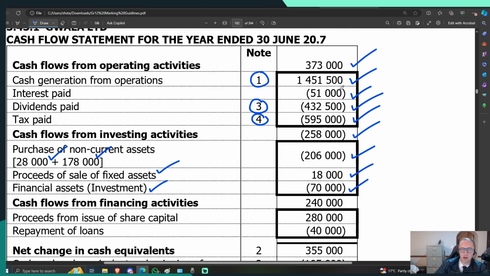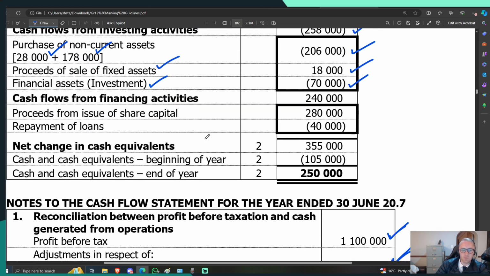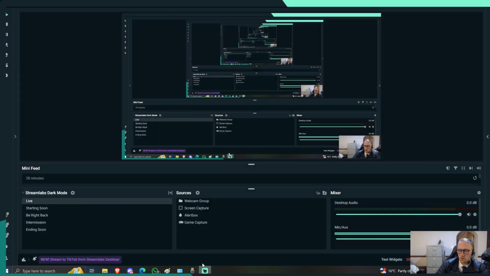So we have operating activities done, investing activities done. Now let's do financing activities. So I just want to check we still have sound here. Yes, we do still have sound. That's good. Hopefully we've had it the whole time.